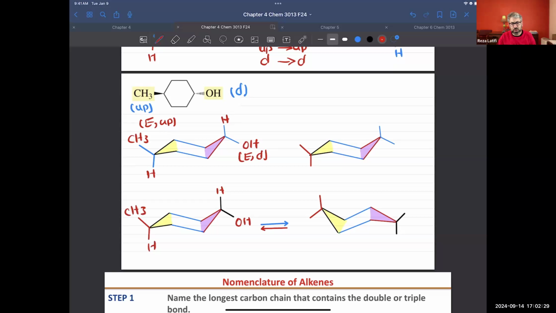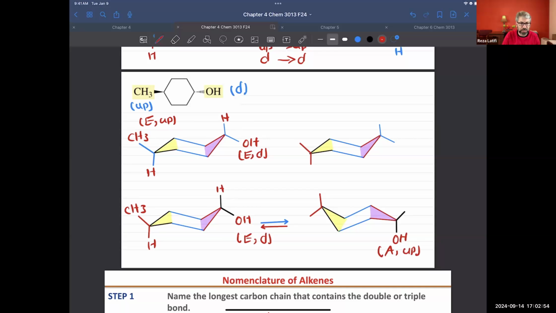OH from equatorial will go to axial. This is the axial position. And as you see, OH was in equatorial, but pointing down. Now OH is in axial, and again is pointing down. How about the methyl? Methyl used to be equatorial, pointing up. Now it's going to be in axial position, and this is the axial position. So I'm going to say axial, and it's pointing up, and they are opposite of each other. So this one will be trans.